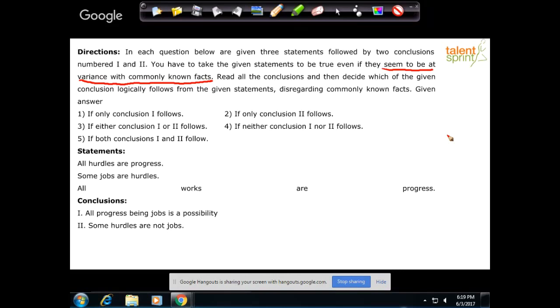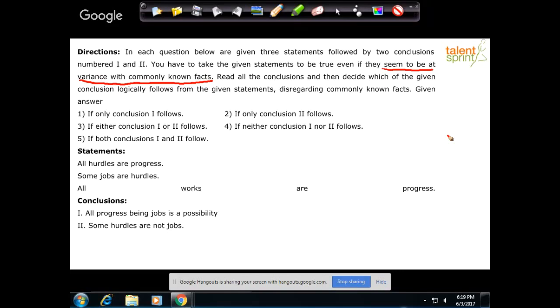Read all the conclusions and then decide which of the given conclusions logically follows from the given statements, disregarding commonly known facts. If only conclusion 1 follows, say 1. If only 2 follows, say 2. If only 1 is possible, say 3. If none of them follows, say 4. If both of them follow, say 5.